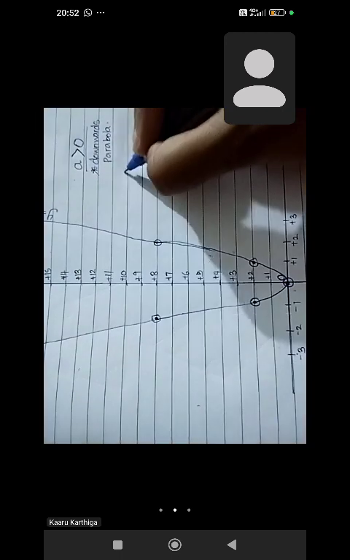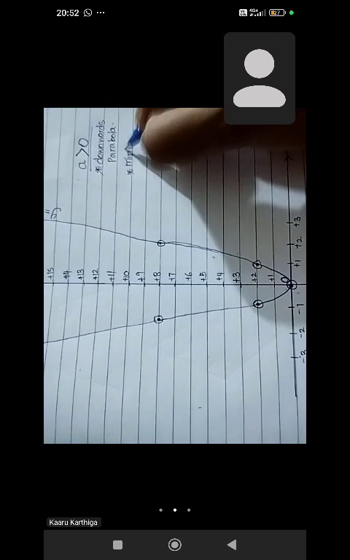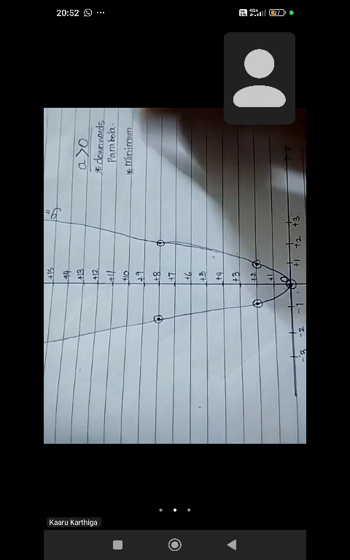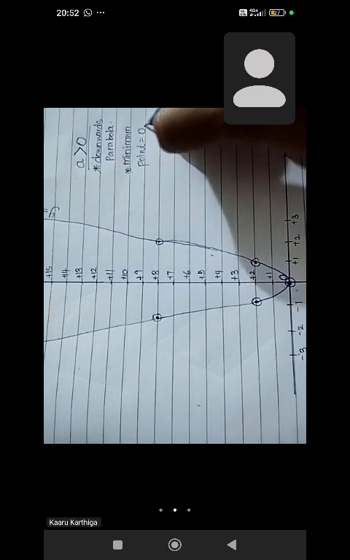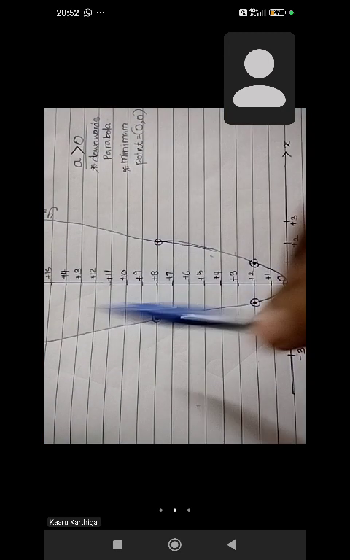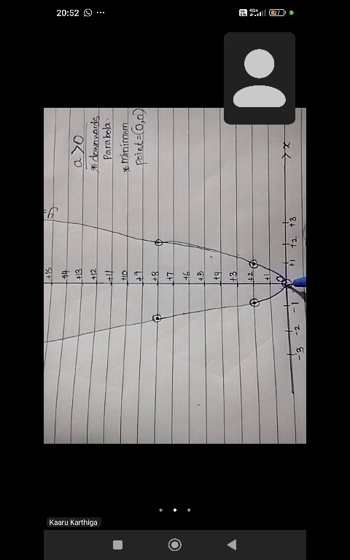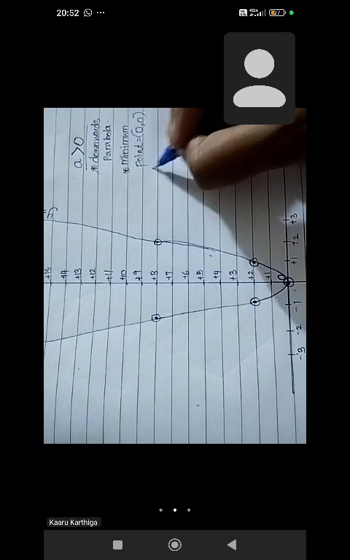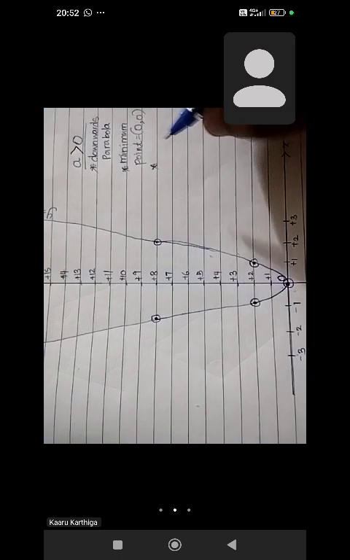the minimum point equals to 0, 0. Minimum point of this graph equals to 0, 0. That is very easy. By looking at this graph, we can assume what is our minimum point. That's equal to 0, 0. And another thing, the symmetry.